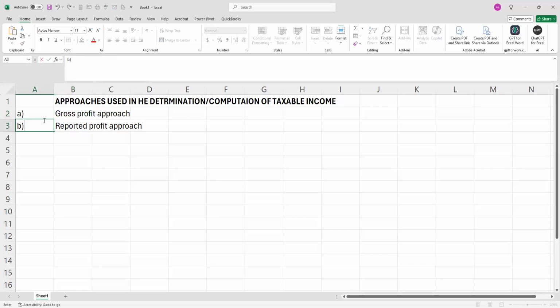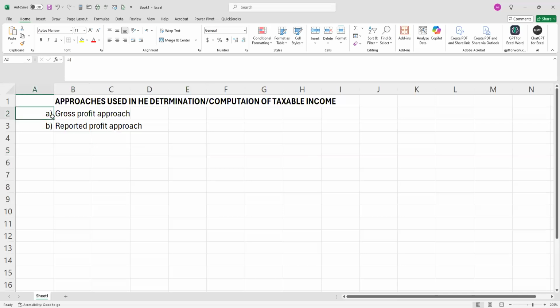Of course, these are the two main approaches that, if we are to consider our taxable income, we must always follow. So the most important question that we should always ask ourselves is, when am I supposed to use this approach, and at what point will you be required to use a certain approach? That is what we'll always be talking about mostly. So we jump straight to the first approach. Let us understand the format of this approach and when we are supposed to use it.